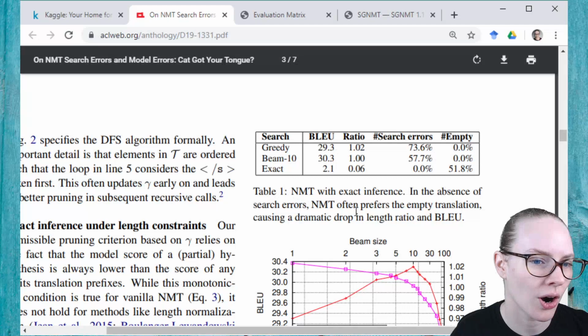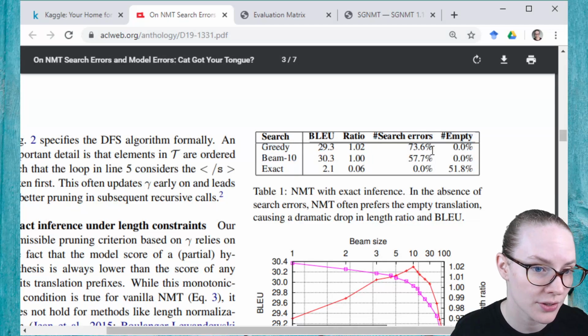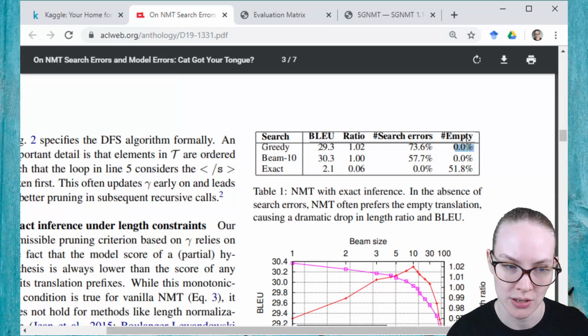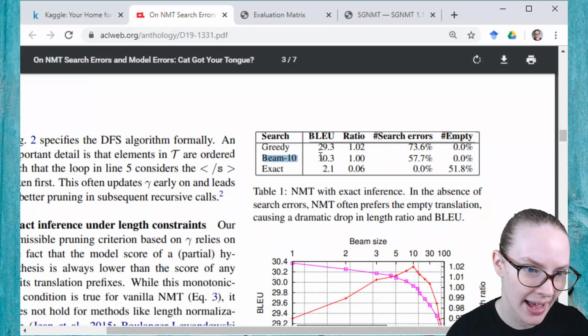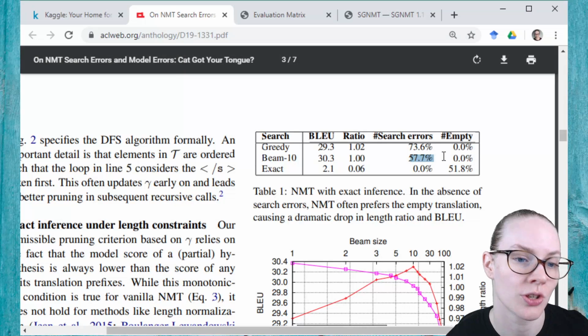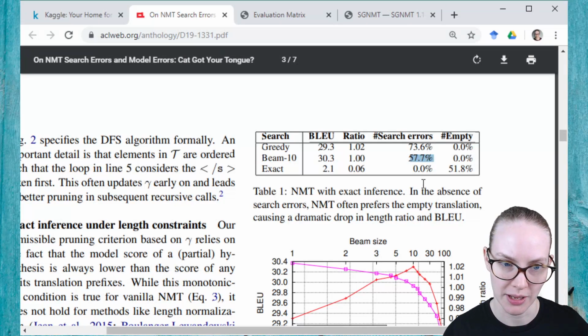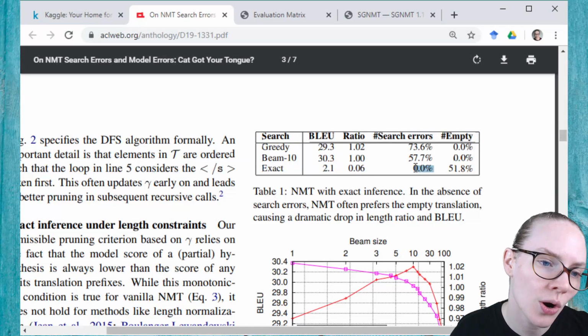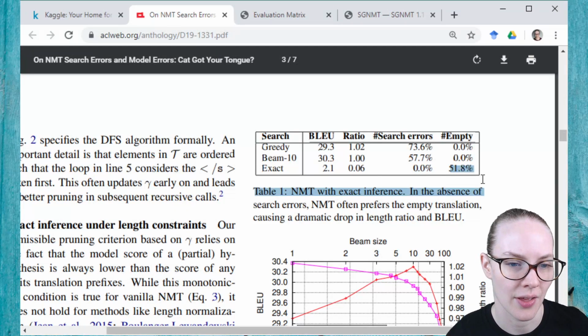All right, so here are the results. As you change algorithms, greedy search gets you a lot of search errors, but doesn't return any empty results. Beam search with a beam size of 10 also gets you, again, most of your responses are going to have search errors, but you don't get empty results. When you know that you have returned the best candidate, the number of empty results is about half.